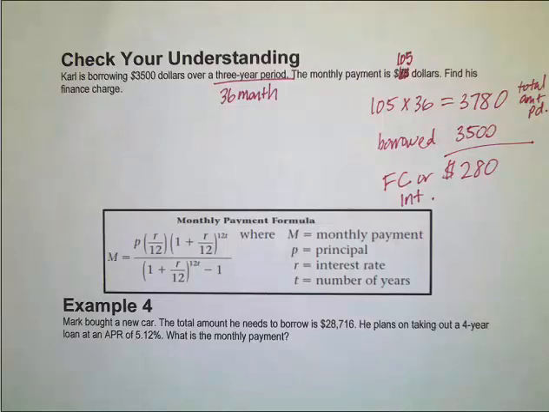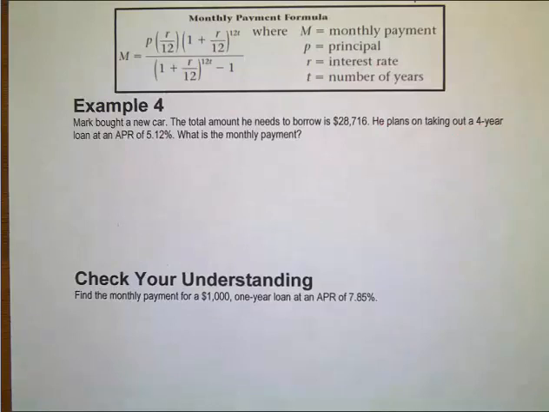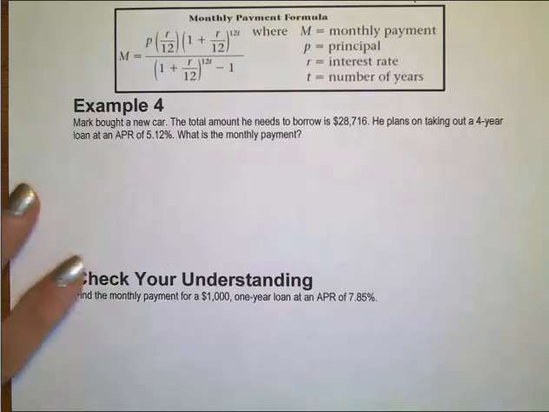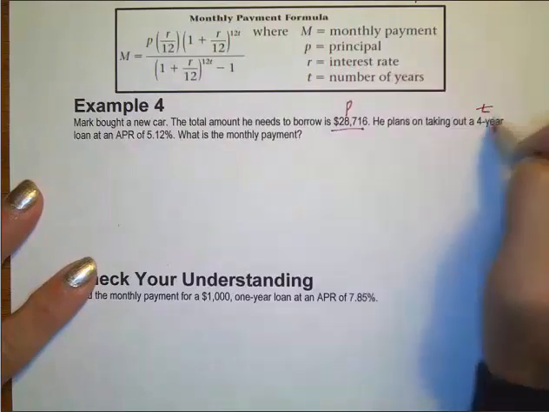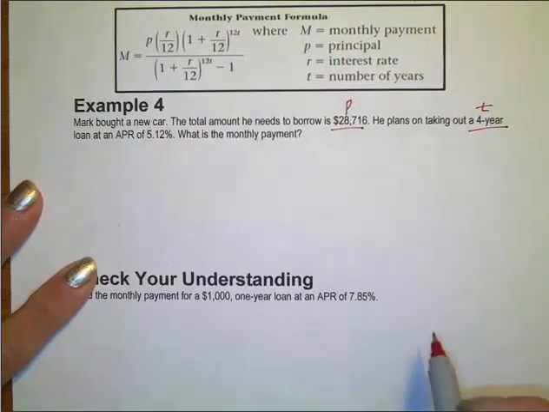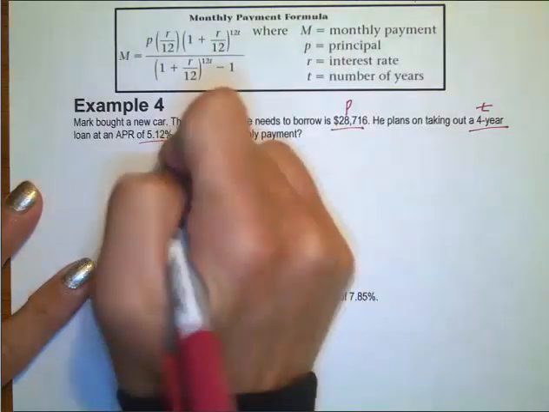Haha. All right, go ahead and take a second, pause the video, and read through this monthly payment formula, and then we're going to try example 4. So Mark bought a new car. The total amount he needs to borrow is $28,716. So that's his principal. He plans to take out a 4-year loan. So that's T. At an annual percentage rate of 5.12%. So that's our R.